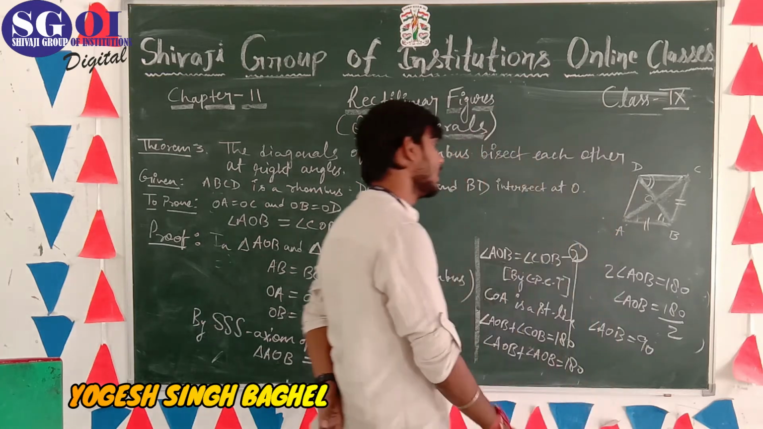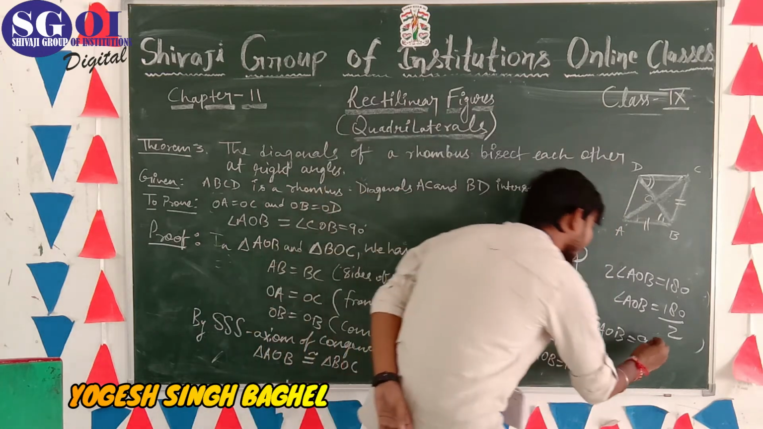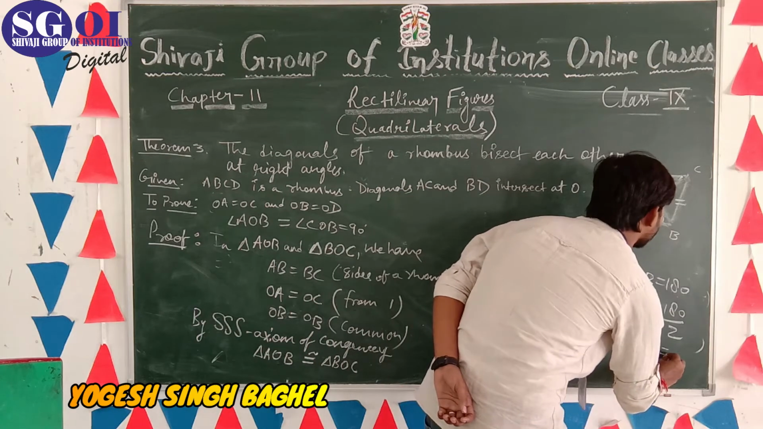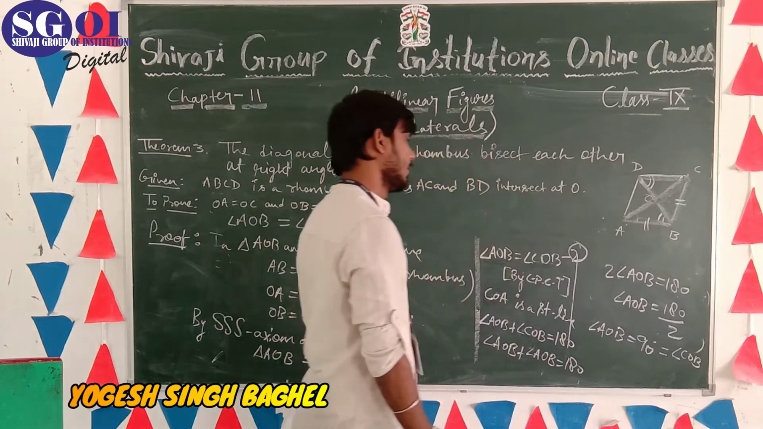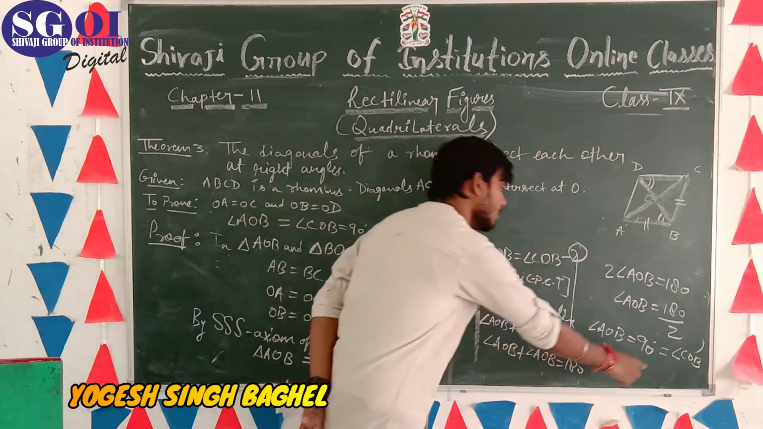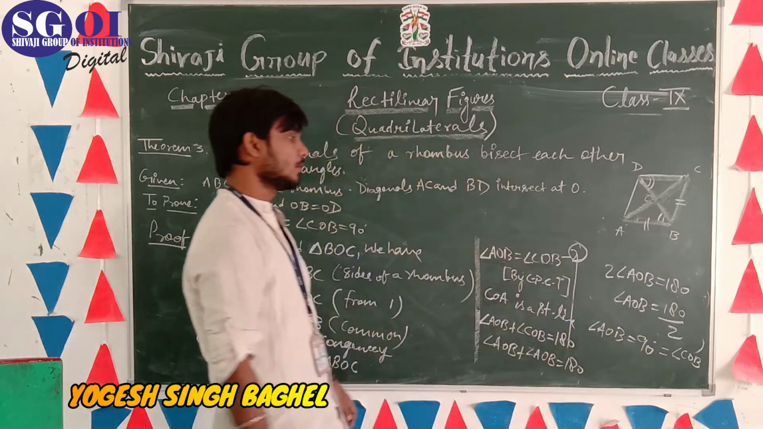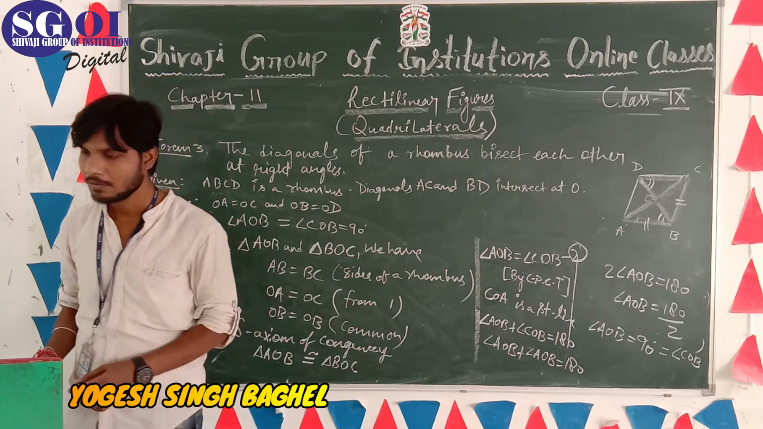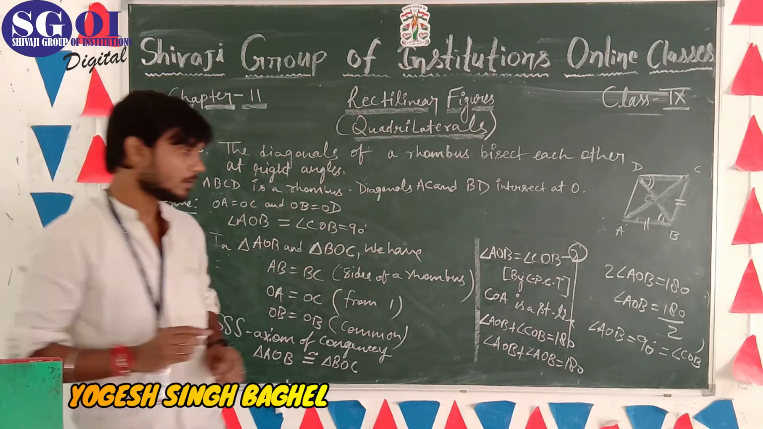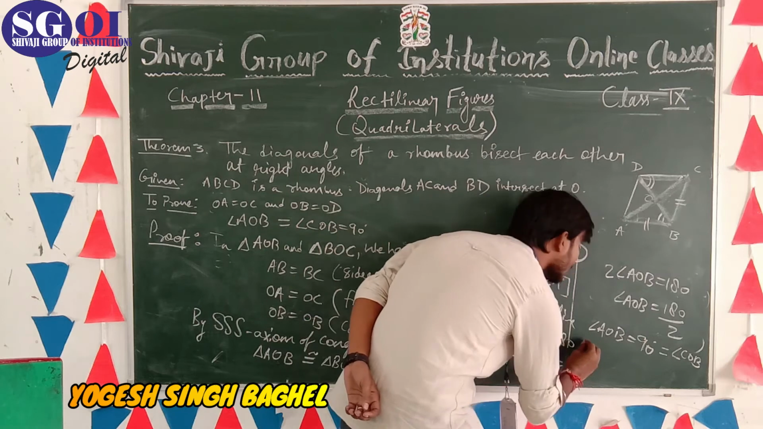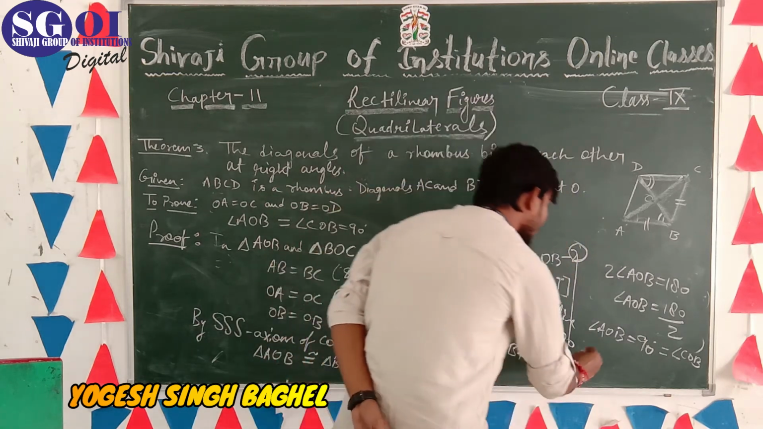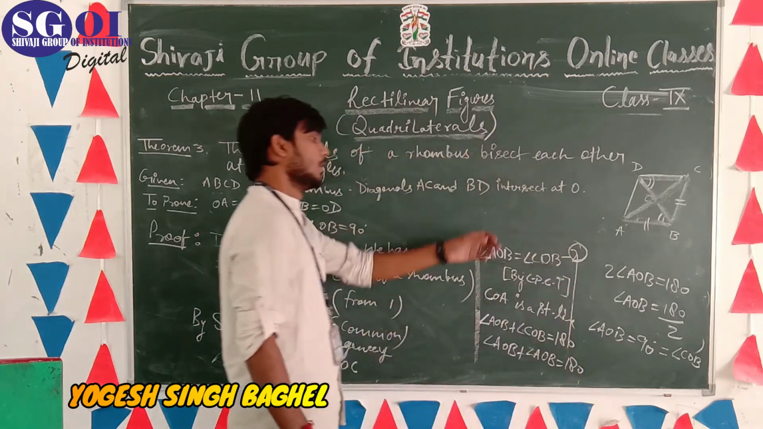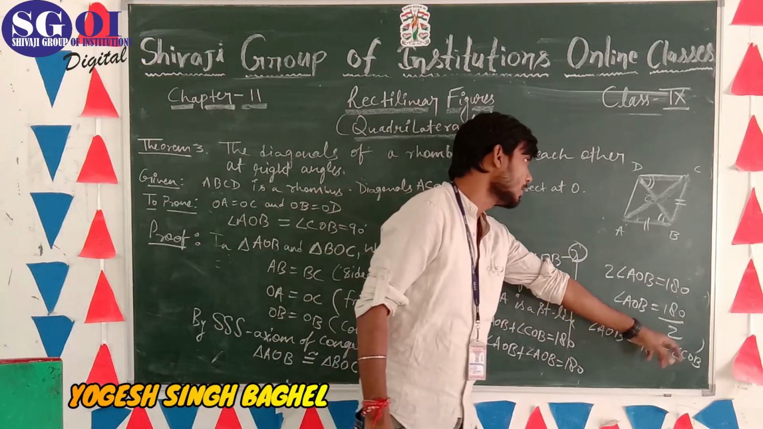Okay. Angle AOB 90 degree. It means angle COB is also 90 degree. Okay. From equation 2, angle COB is also 90 degree. So by this equation, we can say that from equation, now angle AOB and angle COB both are 90 degree.